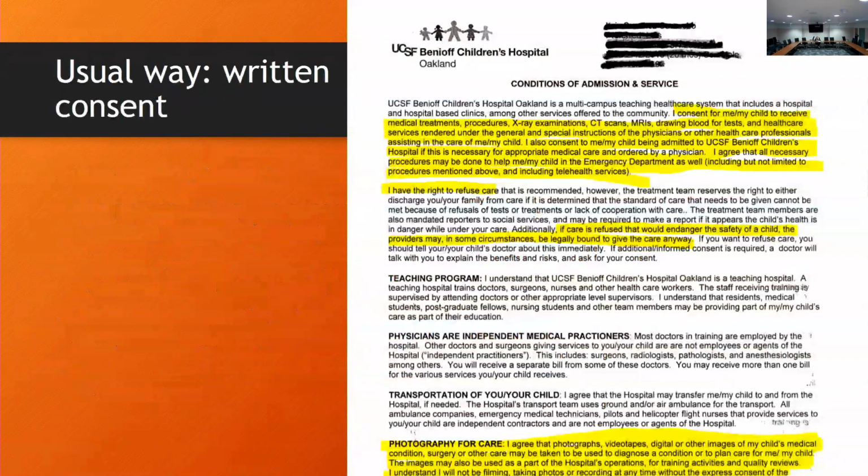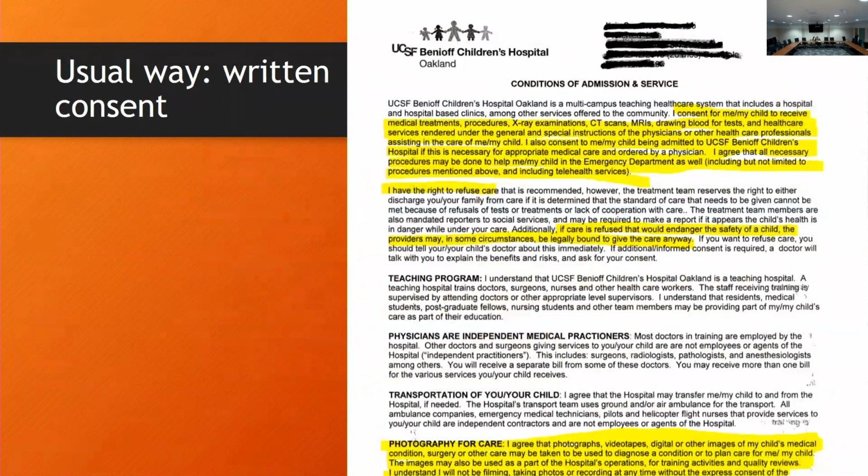So the way we do it in the ED, we have three categories. If the family comes to triage the usual way, we have them sign the consent for admission and service. The first and second paragraphs there cover a lot of things, which is why we don't have to get separate consents for every little thing we do.